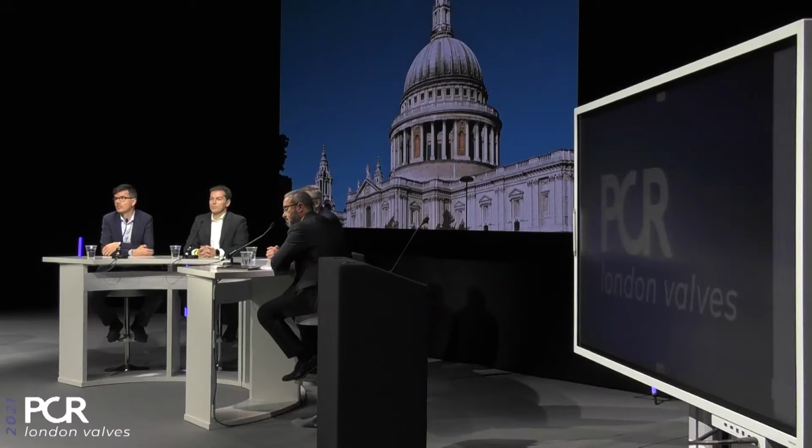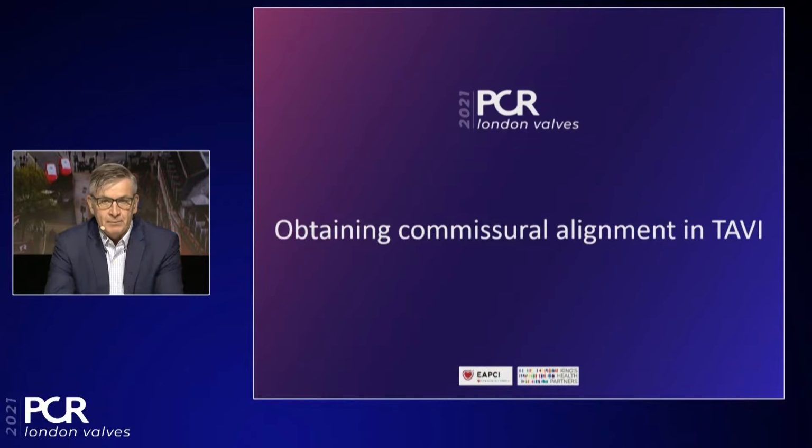So we have seen that TAVI has been a great success, and now, based on the recent low-risk trial, is expanding towards patients at a younger age. And there's going to be quite a few challenges addressing these patients. One of them is access to the coronary arteries after inserting a transcatheter heart valve. So what we're going to discuss during this session is how to ensure coronary access, particularly how to obtain what we call commissural alignment.